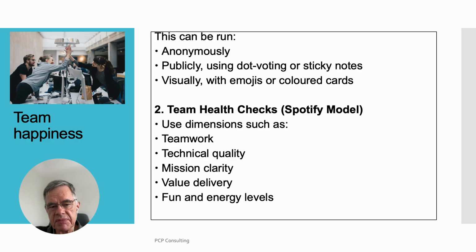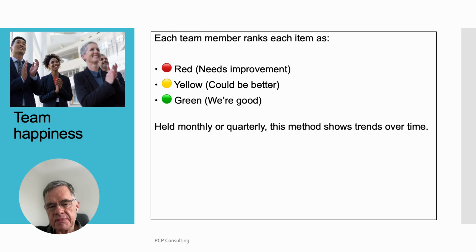Team health checks, or the Spotify model. Use dimensions such as teamwork, technical quality, mission clarity, value delivery, fun and energy levels. Each team member ranks each item as red, needs improvement, yellow, could be better, or green, we're good. Held monthly or quarterly, this method shows trends over time.